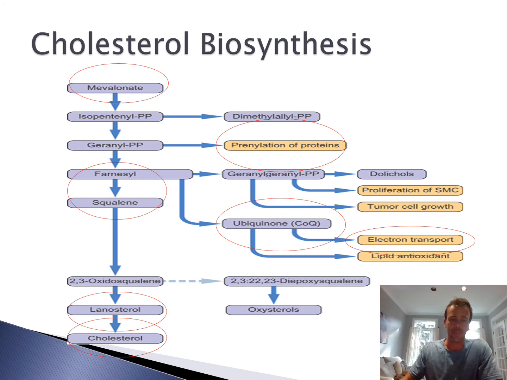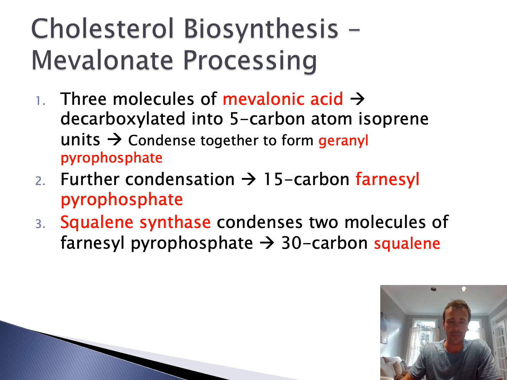But ultimately what happens is from the squalene intermediate, you get lanosterol and ultimately cholesterol. This is, as I mentioned, a fairly complicated pathway, but essentially you get 3 molecules of mevalonate decarboxylated into 5-carbon isoprene units, and these condense together to form pyrophosphate, as I showed on the last slide. Then you get further condensation to get to a 15-carbon farnesyl pyrophosphate molecule. Then squalene synthase is an important enzyme. It condenses these two 15-carbon units to the 30-carbon unit squalene.